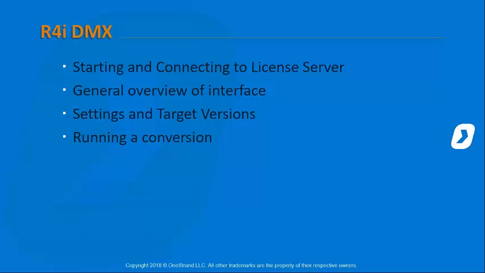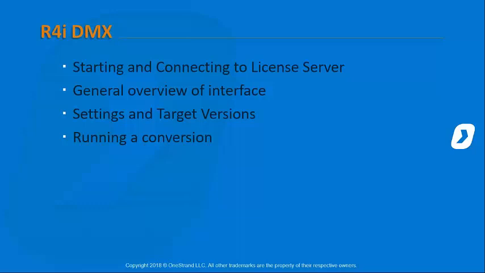Obviously setting up your conversion settings and target versions, so you know what are we starting with, what are we going to, and what are some of the specific settings that you want to put in place, because particularly from the V3 series there was quite a bit of difference, and there are things you will have to configure and set. And then running a conversion, we'll just see how that works and how that hits the licensing server.